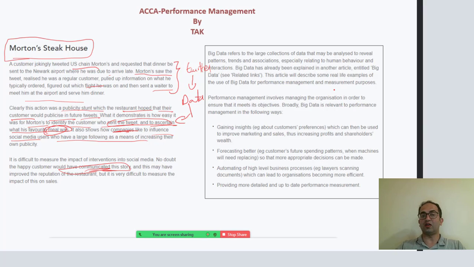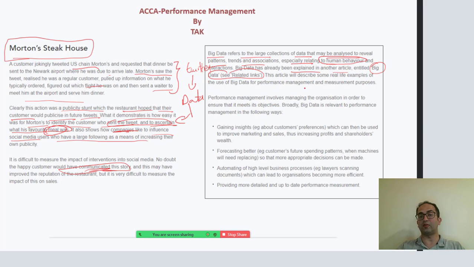So in short, this extract is mainly from the Student Accountant website, how they define big data. Big data refers to large collections of data that may be analyzed to reveal patterns, trends and associations, especially relating to human behavior. Throughout the lecture I'm talking about behavior and interaction. Big data has already been explained in another article. You can see there is an article link in that. I will share these links with you after the lecture.